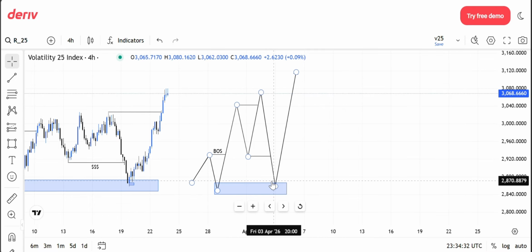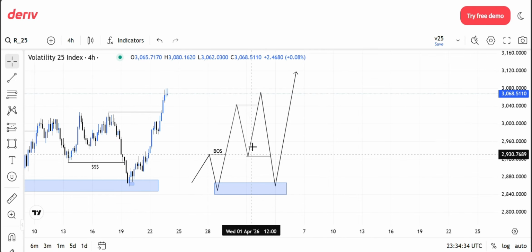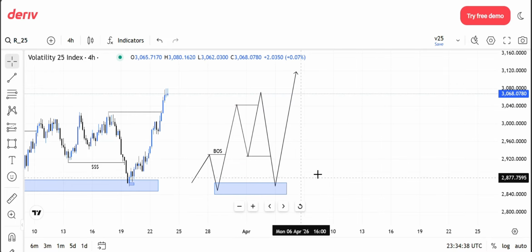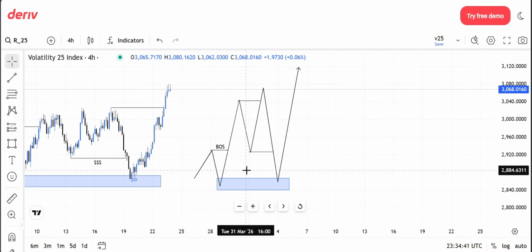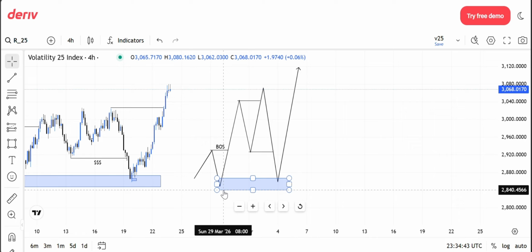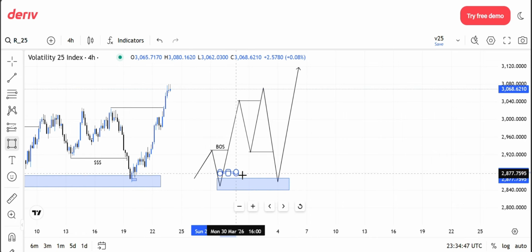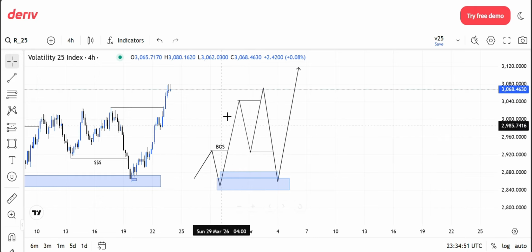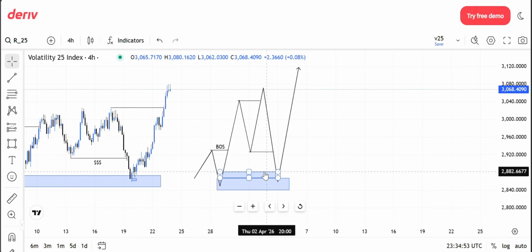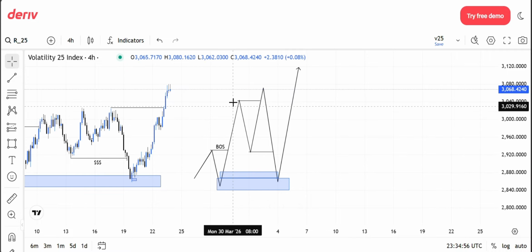This is the major zone, but price came in, it broke another structure, and then when it broke structure, we saw this void. Now mostly what we are going to be looking for is that after this break of structure, there will be an imbalance here. Very, very important.